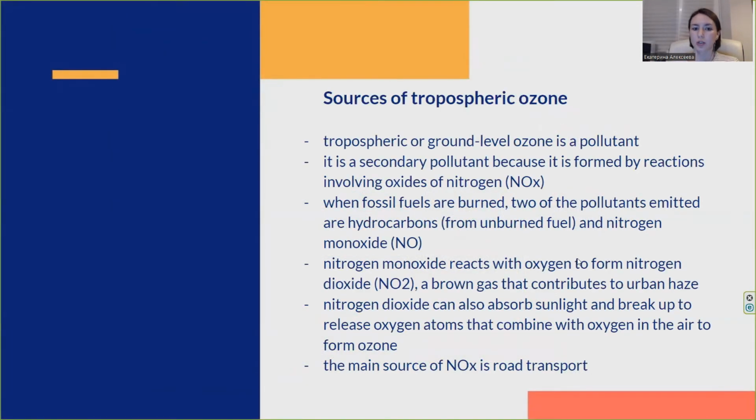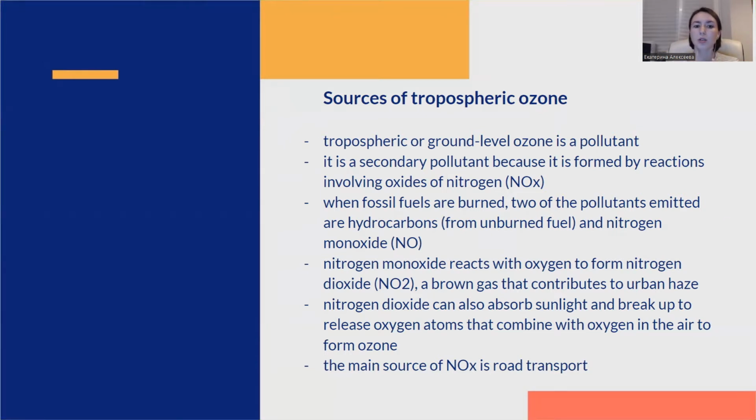Let's discuss sources of tropospheric ozone. Tropospheric ozone is ground level ozone, and it is a pollutant. In normal conditions, ozone can be found only in the stratosphere, but sometimes when there are a lot of emissions from the surface of the planet, ozone can be collected in the troposphere. We cannot actually breathe ozone, but we can inhale ozone molecules, and it can be harmful for our health. And also we can say that it is a secondary pollutant because it is formed by reactions involving oxides of nitrogen.